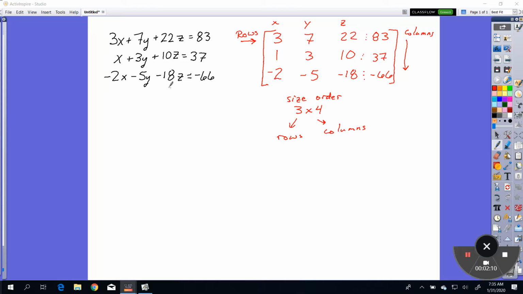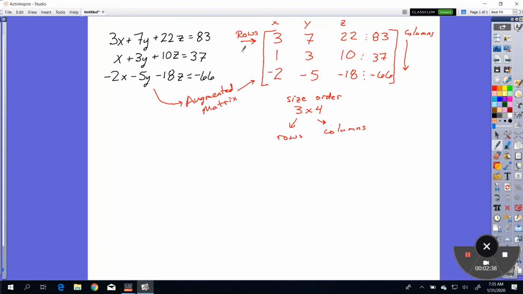When we take it from our system of equations to a matrix, we call that an augmented matrix. That's taking it from our system of equations and making it into a matrix where these are the coefficients. So that's called an augmented matrix.